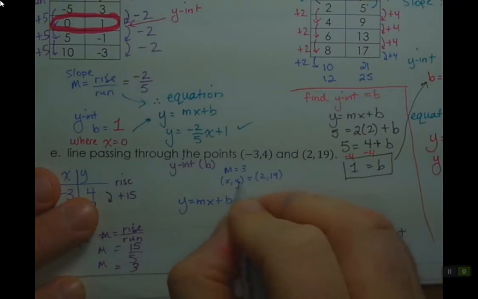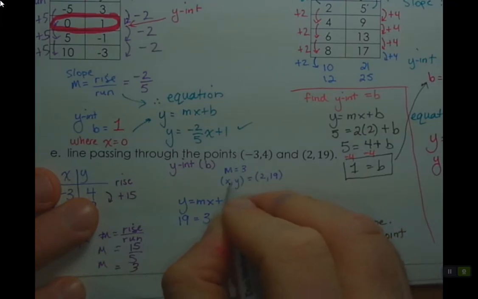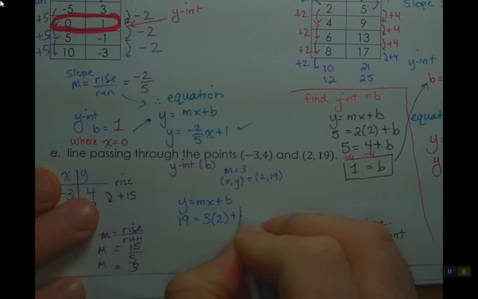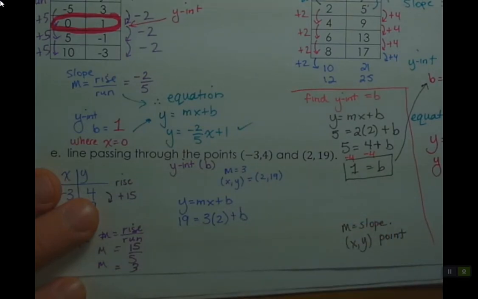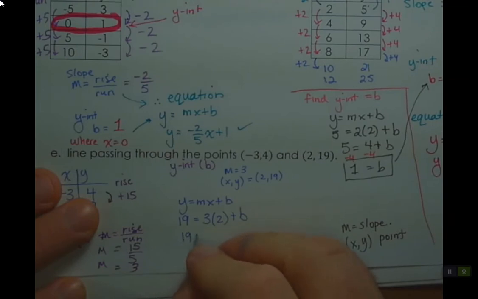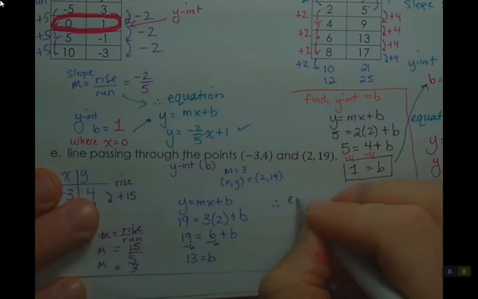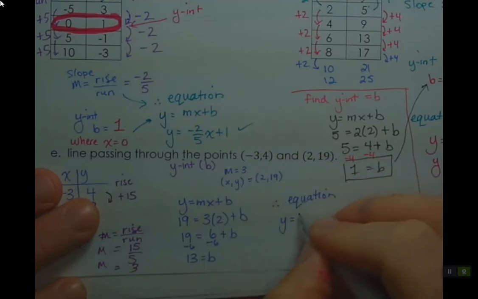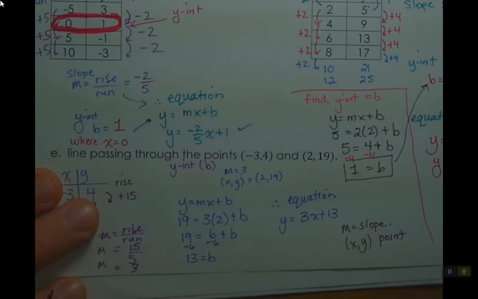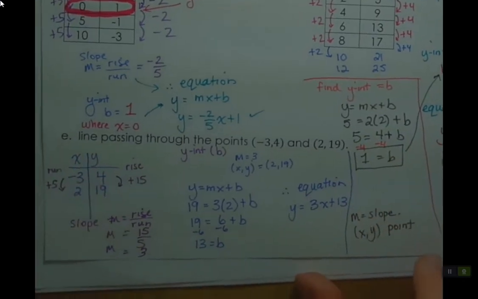Sub in your points. y is 19, m is 3, x is 2, plus b. I can solve that equation. 6 plus b. I can make some zero pairs. There we go. So now I can make my equation. y equals m, which is 3, x plus 13. So there is my work there.